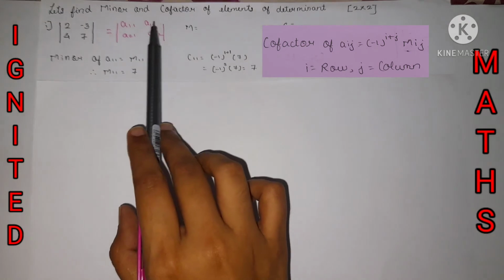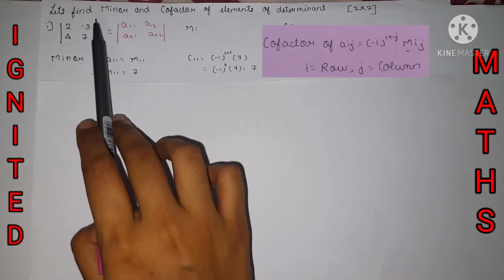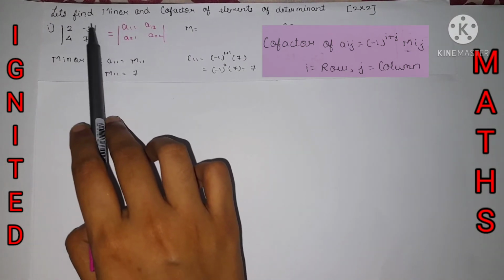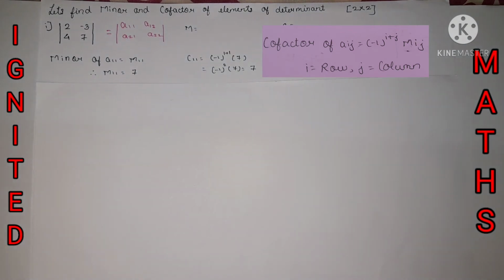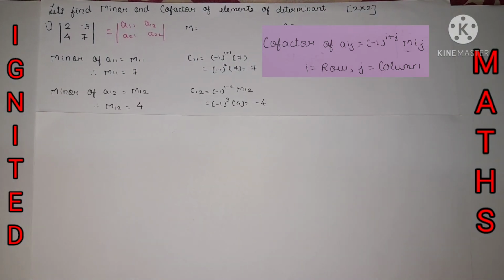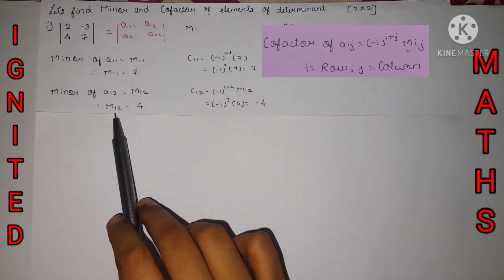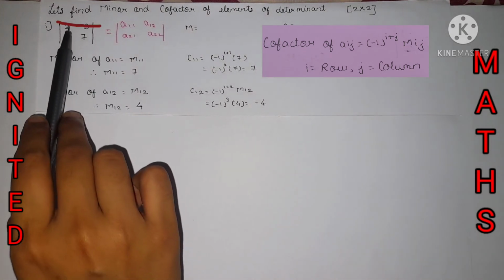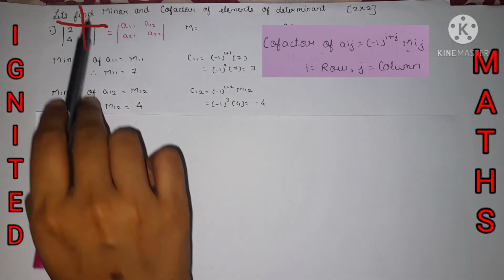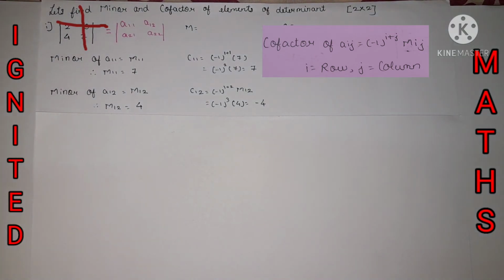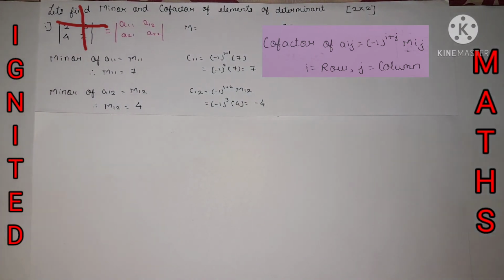Now the second, let's take the a12 element. A12 element is over here, that is minus 3. So the minor of a12 is equal to M12. Yes, so we need to hide the respective row and respective column in which the element is present. Minus 3 is present in the first row and second column. Just hide it, and the leftover term is 4. That is the minor of 12.